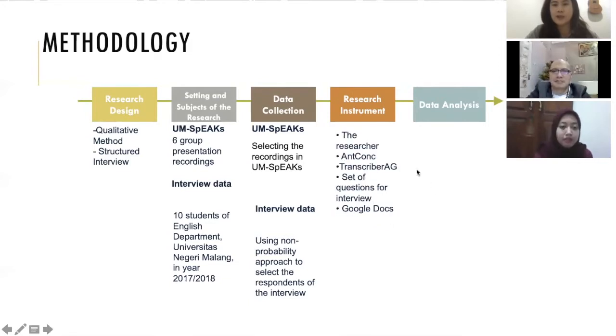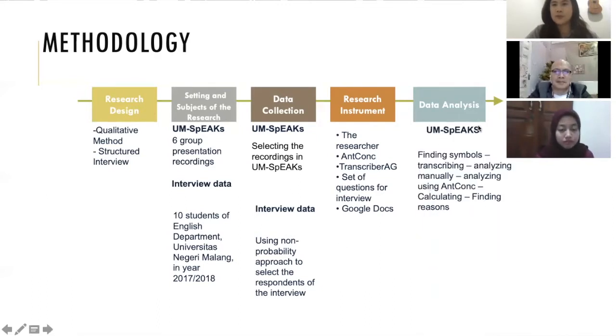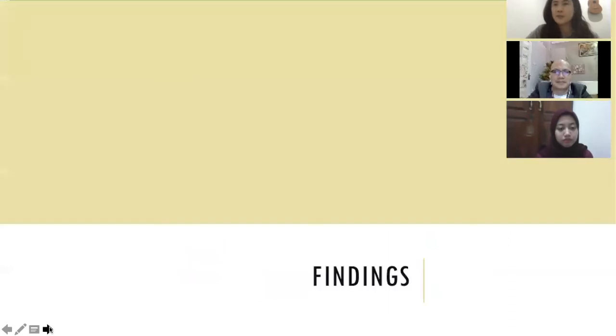We use several research instruments: ourselves, so the researchers, NCONG, and then transcriber, and also set of questions that we prepare for the interview. And we also use Google Docs. This is what we did during the analysis: finding symbols, transcribing, analyzing manually, analyzing using NCONG, and then calculating the data, and also finding reasons. Okay, so for the findings, it will be presented by our colleague, Tia.